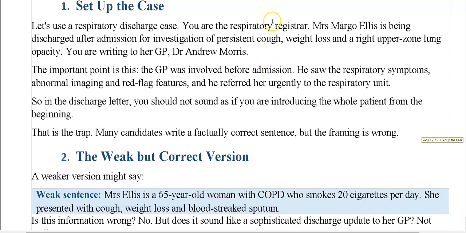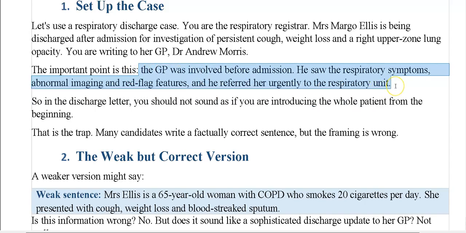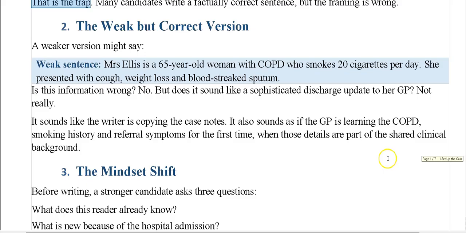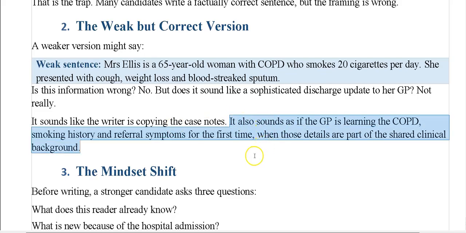So, as I said here, you're the registrar, she's being discharged, you write to a GP. So the important point is, he knows. So that's the trap, OET trap, don't get caught. Okay, so a weaker version might say something like, Mrs Ellis is a 65-year-old woman with COPD. Well, that information's not wrong, but it sounds like you're simply copying the case notes. It sounds like the GP is learning this for the first time.